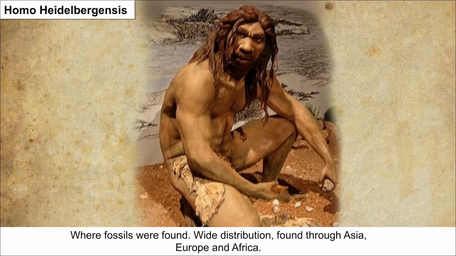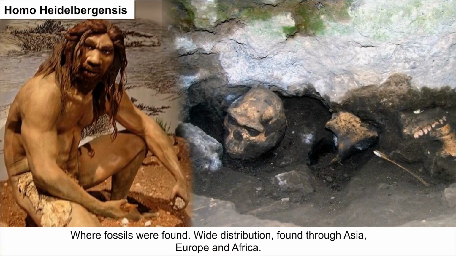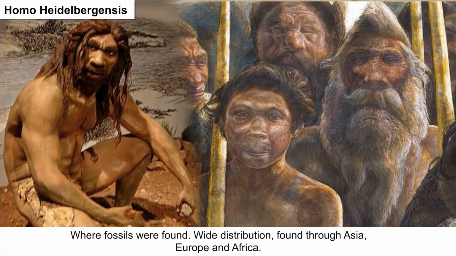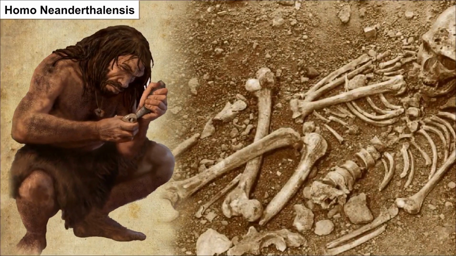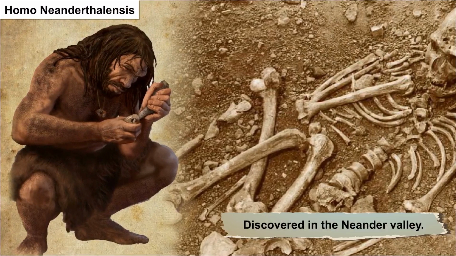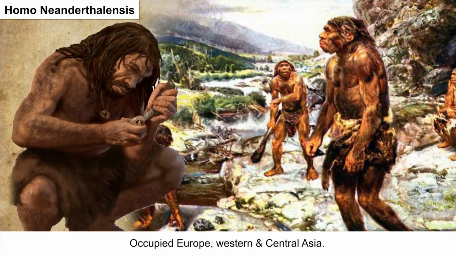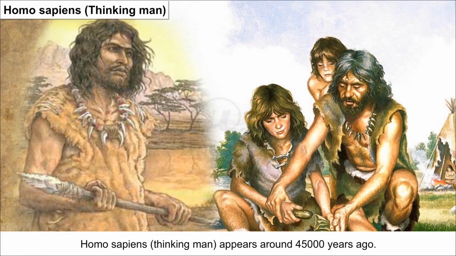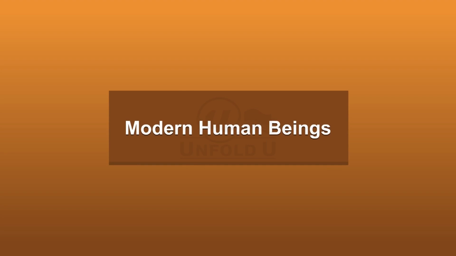Homo heidelbergensis, named after Heidelberg, where fossils were found. Wide distribution found through Asia, Europe and Africa. Homo neanderthalensis, named after fossils discovered in the Neander Valley, occupied Europe, Western and Central Asia. Homo sapiens, thinking man, appears around 45,000 years ago. Modern human beings.